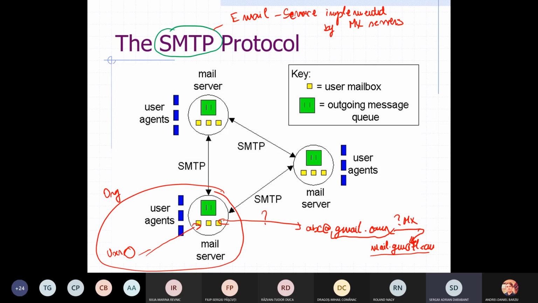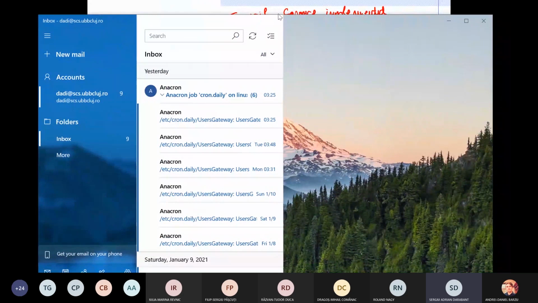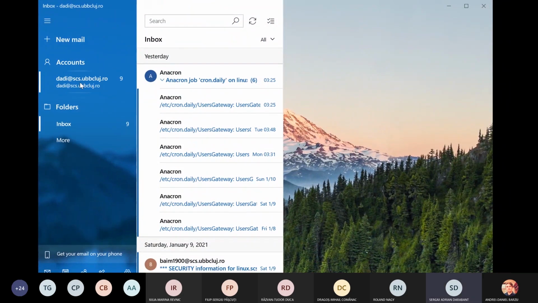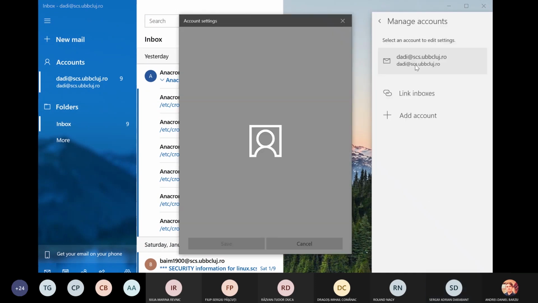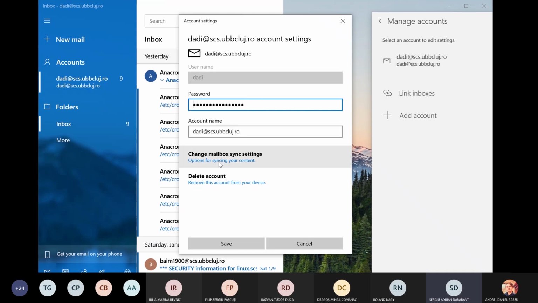And then the local mail server is the one that you configure into your email client. For example, when you configure a software, something like, let me see if I have one configured here. Yes, I have one. I have an account configured here. Okay, if I want to manage accounts, advanced. How do I do the advanced part?